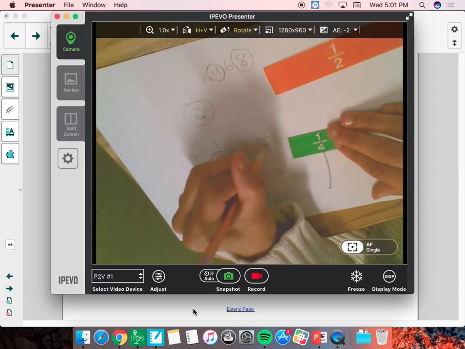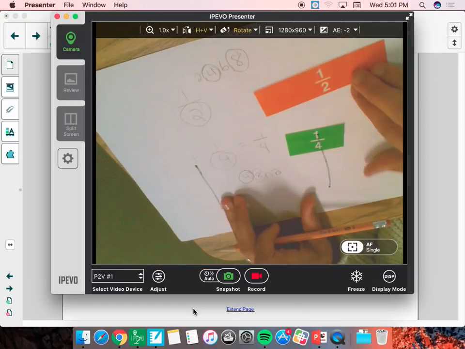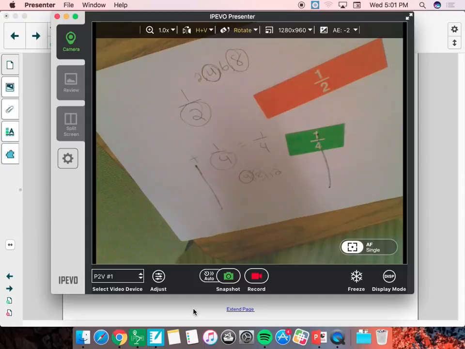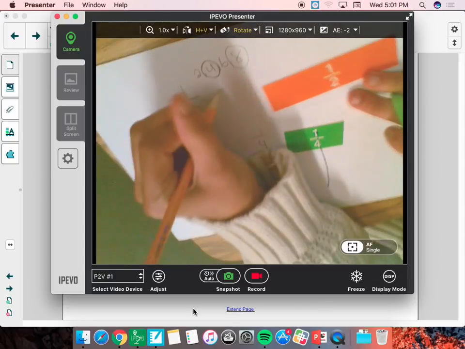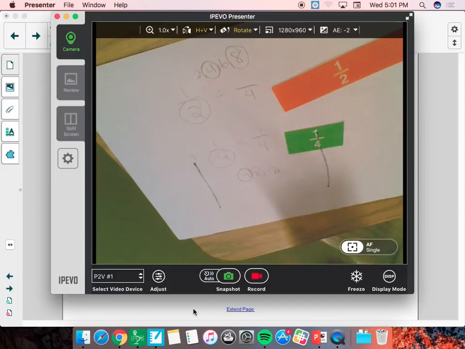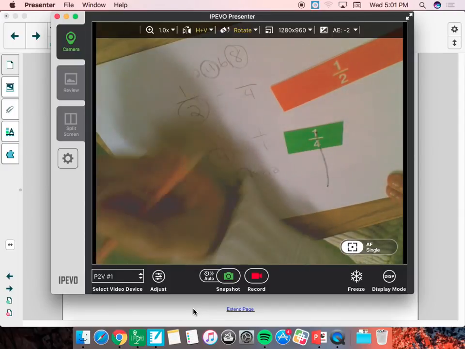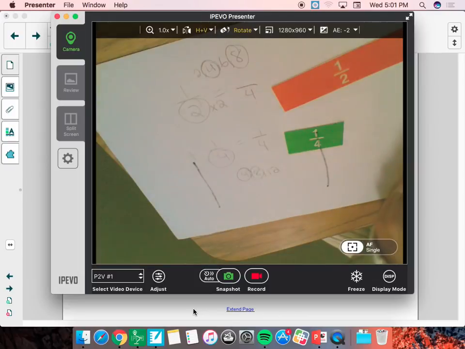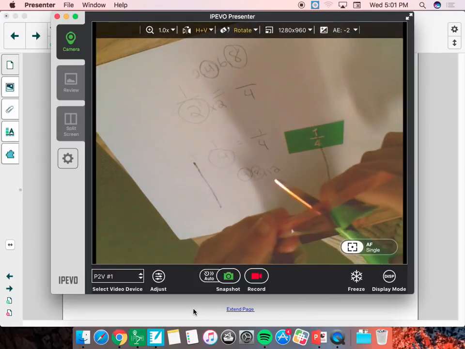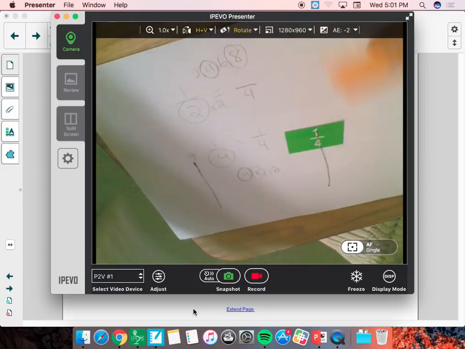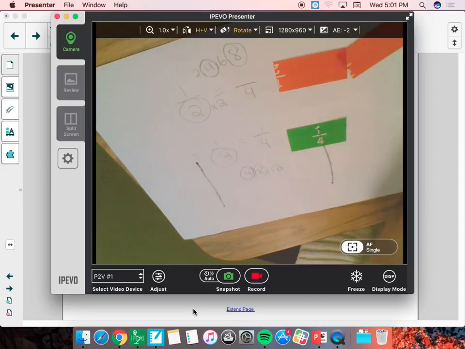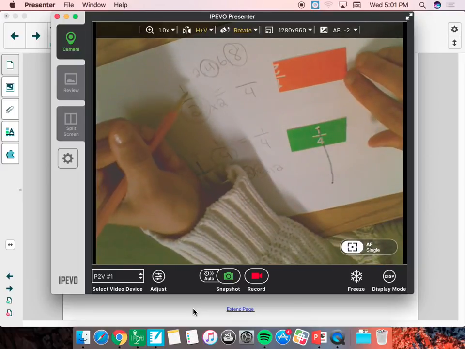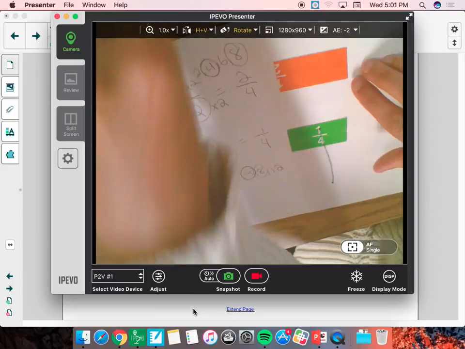That means I'm going to keep my 1/4 the way it is, but this half I need to make into 4ths. I'm actually just going to cut this in half so you can see it. Because if I have a half and I want to make it into 4ths, I'm noticing that in order to do that, I need to multiply it or split it by 2. And if I take my thing and I split it in half, now I have 1/2 split into 2, so I have 2/4 because I've multiplied it.